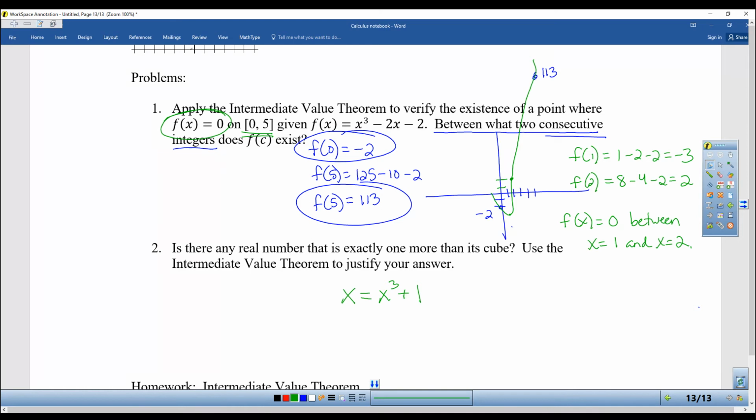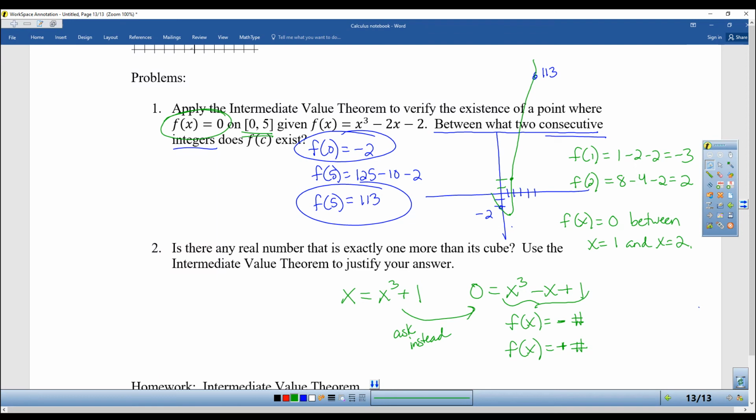If you're not sure, this is where the intermediate value theorem comes in. It's usually easier to make it equal to 0. So I'm going to ask instead, is there a point where x cubed minus x plus 1 is equal to 0? And then it's so easy to prove. If you can find a point where this function, we'll call it f of x, is equal to a negative number, and then you can find another point where f of x is equal to a positive number, then you have proven that at some point it's equal to 0.